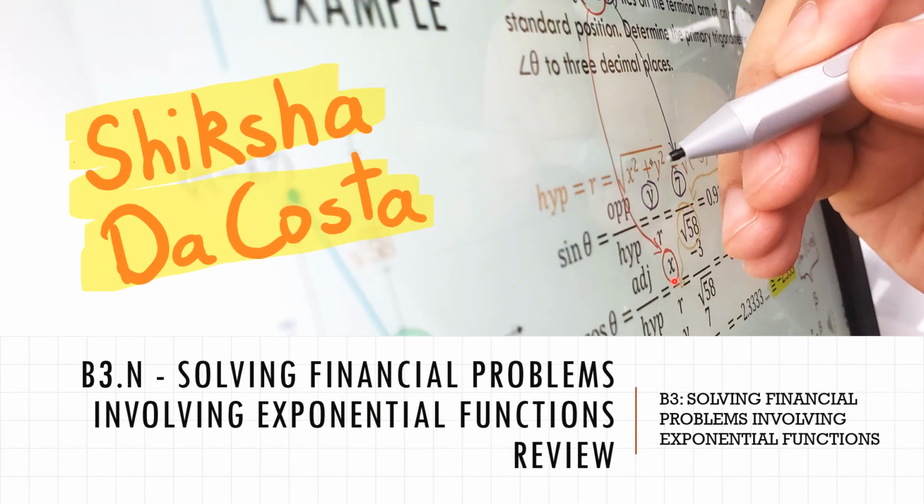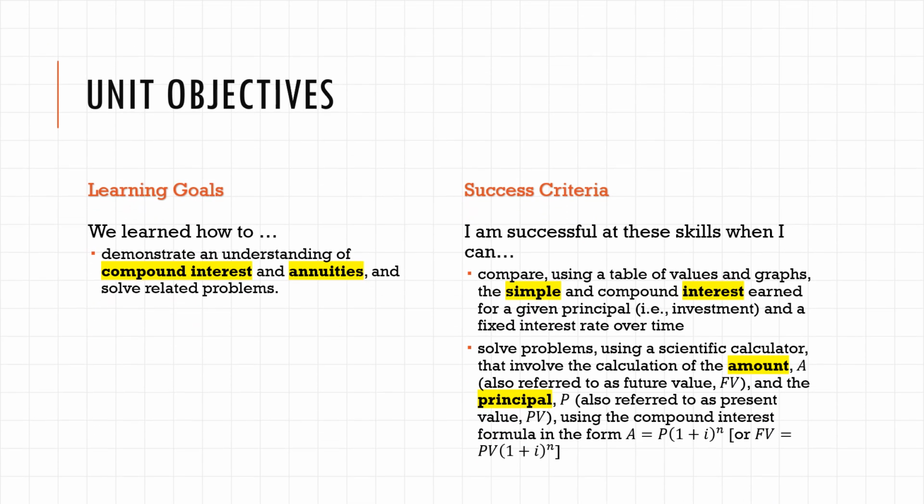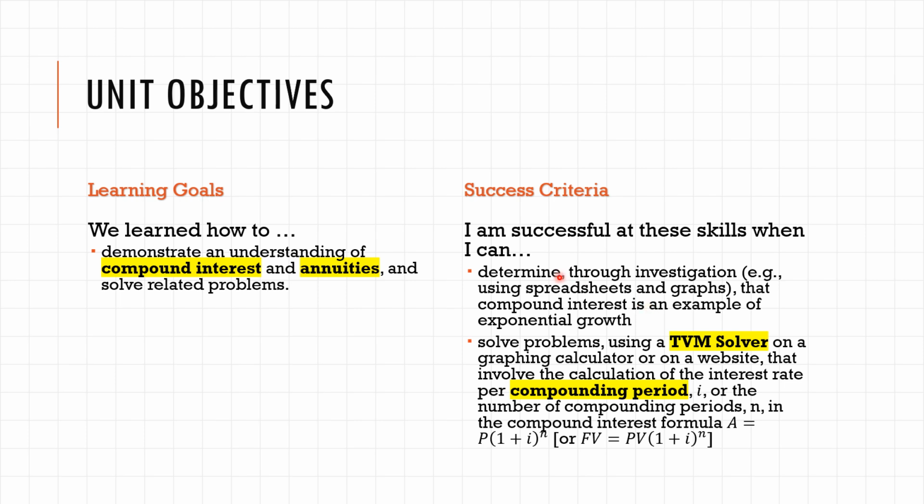Today we're going to summarize our unit on solving financial problems that involve exponential functions. So throughout this unit, you compared the simple and compound interest for a given principal. You solved problems that involve calculation of the amount and the principal of an investment that's growing with compound interest. You determined that compound interest is an example of exponential growth.